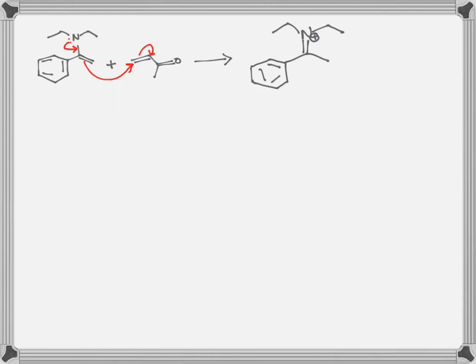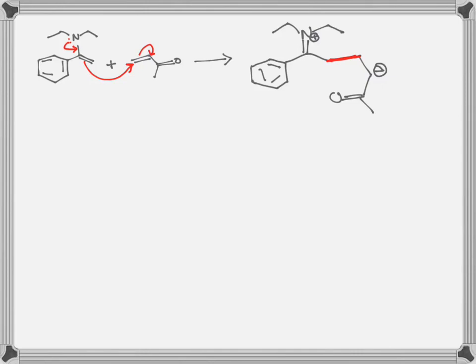That gives us a new carbon-carbon bond between the alpha position on what used to be the carbonyl and the beta position on what used to be the enone. So here's the new bond in red. Notice this intermediate has some charges on it.